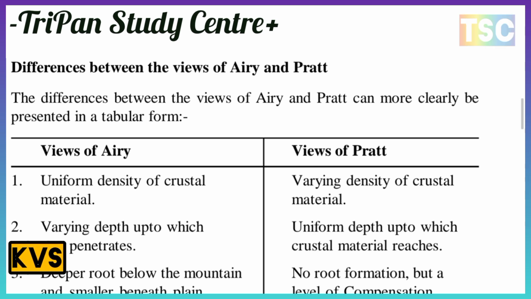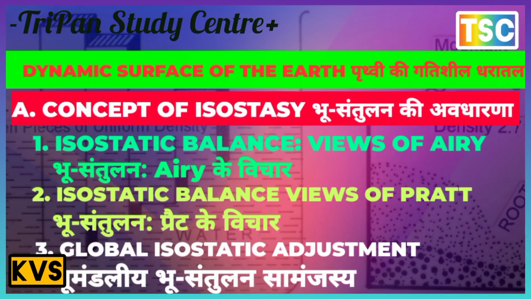The first is the view of Airy, and the second is the view of Pratt. Airy holds that the crust has uniform density of materials, while Pratt holds that there is varying density of crustal material. In Airy's view the depth varies, up to which the root penetrates, and in Pratt's view there is a uniform depth up to which the crustal materials reach. In Airy's view there is a deeper root below a mountain and a smaller depth for a plain, while in Pratt's view there is no root formation but a level of compensation.